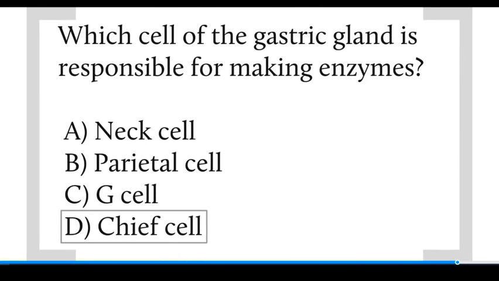Enzymes, particularly pepsin, are made by the chief cell in the gastric gland. Neck cells make the mucus components, especially the buffering agents. Parietal cells make the stomach acid, and G cells make gastrin. But chief cells make the enzymes that are released.